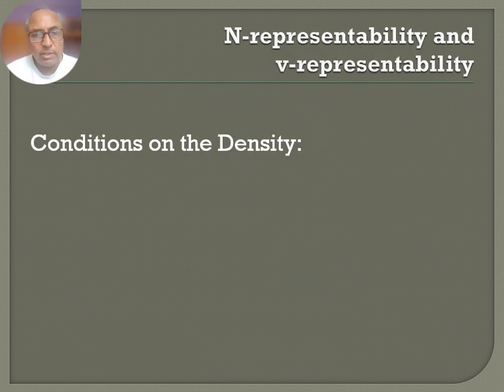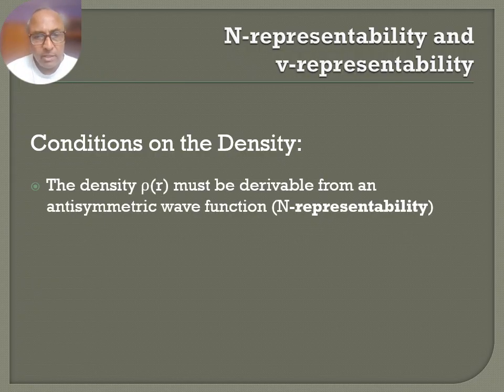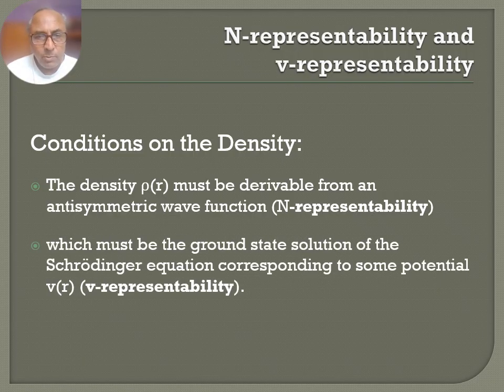Any density that is to be used in an energy functional must satisfy certain conditions, and these are that the density must be derivable from an antisymmetric wave function, which must be the ground state solution of the Schrödinger equation corresponding to some potential V of r. The first condition is known as the N-representability condition, and the second condition is known as the V-representability condition.